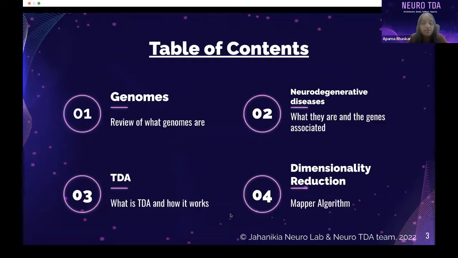First in this presentation, we are going to be talking about genomes and specifically what genomes are. Secondly, we'll be talking about neurodegenerative diseases, specifically what they are and the genes associated with them. Thirdly, we'll be talking about TDA, or topological data analysis, so basically what is TDA and how it works. And fourthly, we'll be talking about dimensionality reduction or the Mapper algorithm.